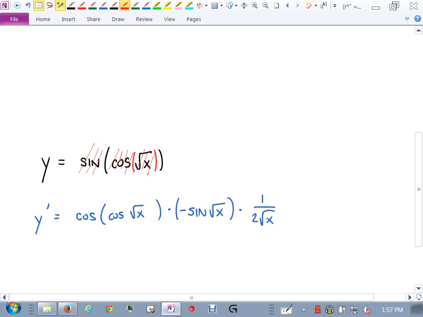Now, be careful. You cannot combine things together. This is cosine of cosine of root x, and this is sine. So you can't put these two together, because this one's trapped inside this cosine. So you can't combine those in any way.